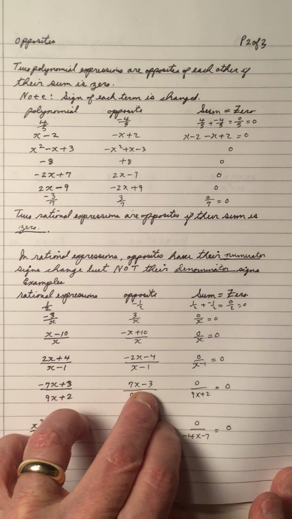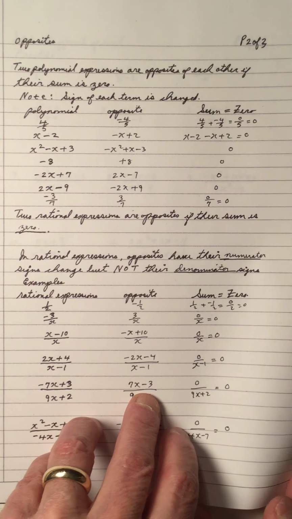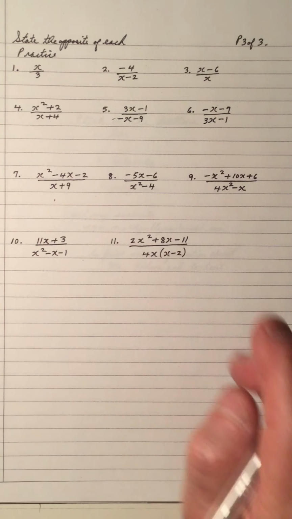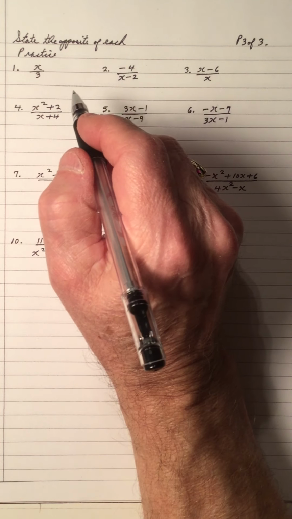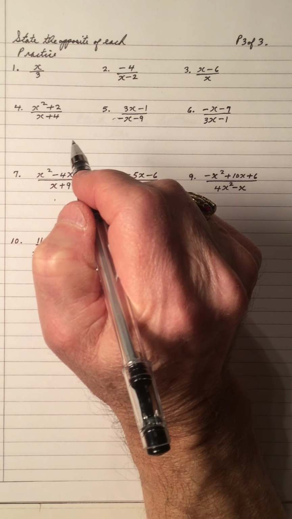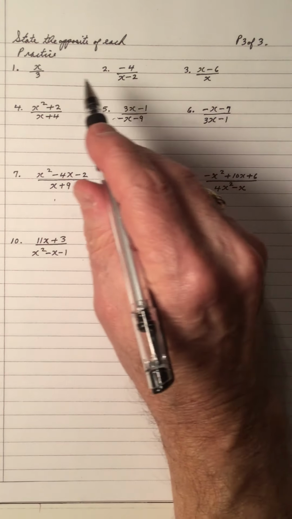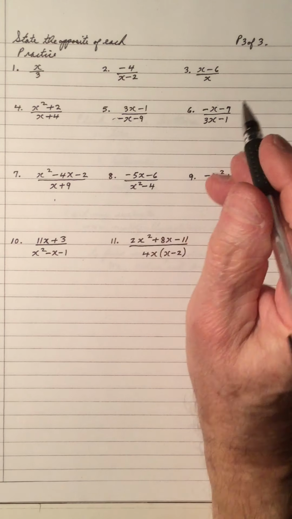And let's continue with more practice. So, to the page here now. Again, we're looking at the opposite of rational expressions. So what do we mean by opposite in a rational expression? We change the signs of the numerator, but not the denominator. So pause your video, work out these, and play back to see if you're right.